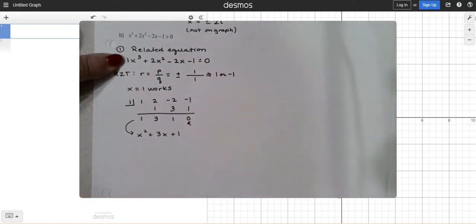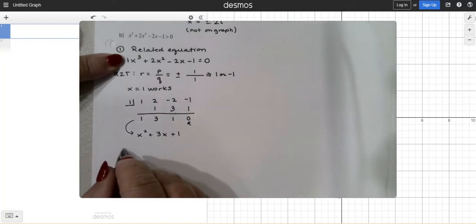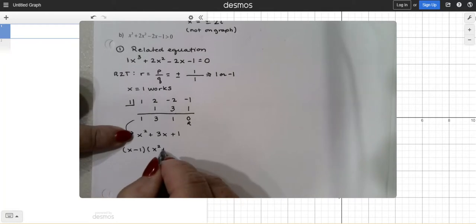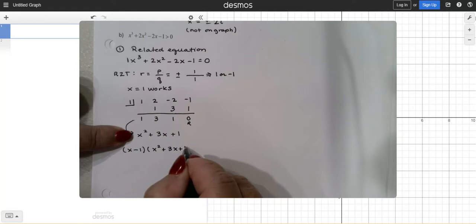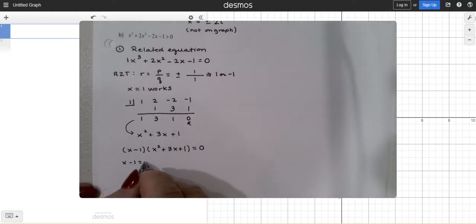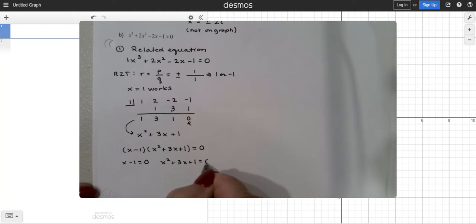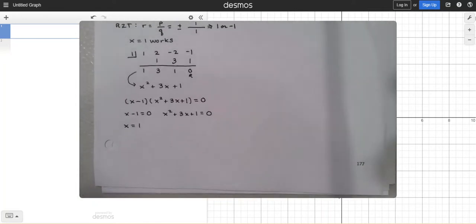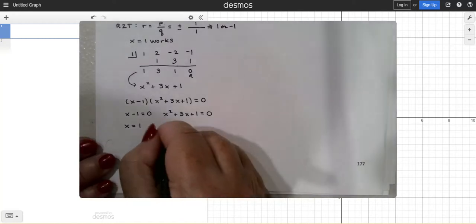So I can get a factored form of this, I just had to work a little bit harder for it this time. x equals 1 was a 0, so x minus 1 is a factor. And then my other factor is x squared plus 3x plus 1. All right. Either x minus 1 equals 0 or x squared plus 3x plus 1 equals 0. This is going to give me that x equals 1. And this is just the problem that keeps on going. This is not going to factor, so I'm going to have to use the quadratic formula.